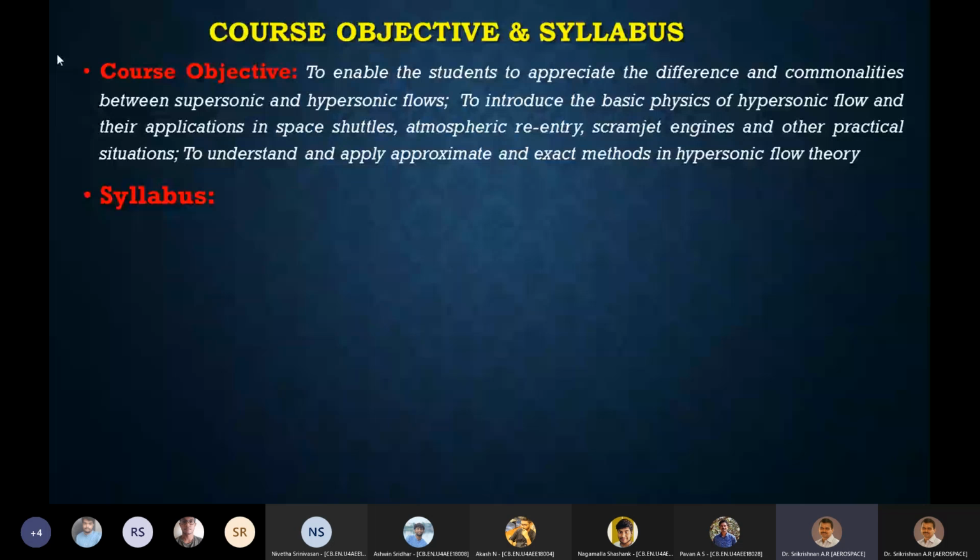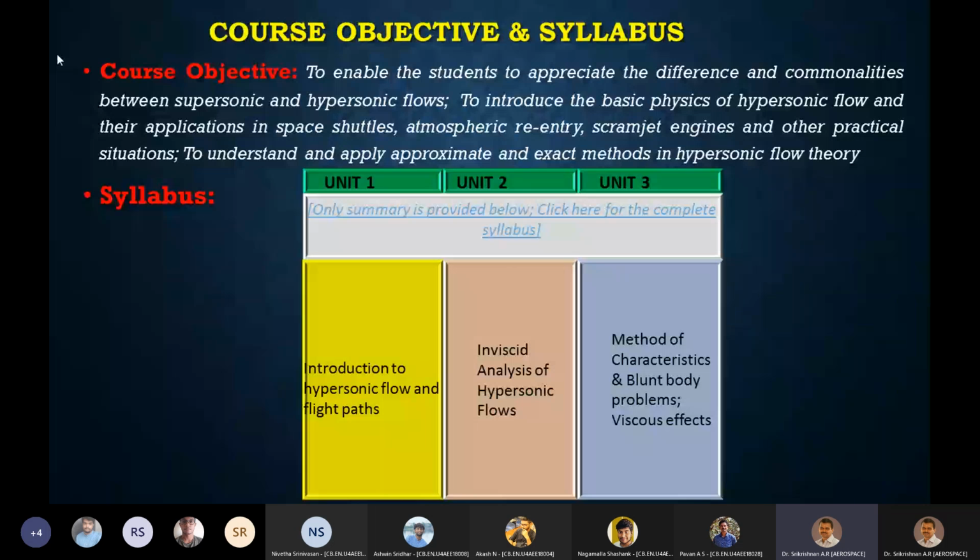I'm not listing the entire syllabus here, just giving you a brief overview of the 3 units: Unit 1, Unit 2, and Unit 3. Unit 1 is primarily an introduction to hypersonic flow, flight paths, and the various regimes. Unit 2 is written here the way it is given in the syllabus. In fact, in the way we address it in class, there will be a lot of overlap between Unit 1 and Unit 2 in particular. For example, in viscous analysis, we will start that in Unit 1 and continue it in Unit 2. Anyway, that is going to be the second part.